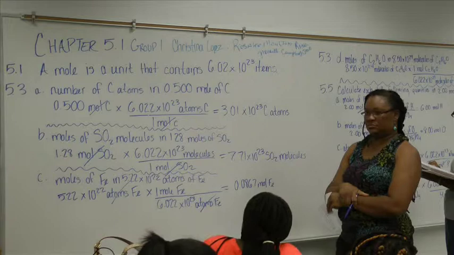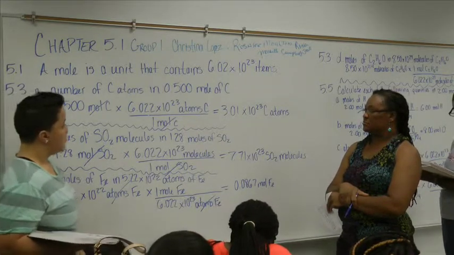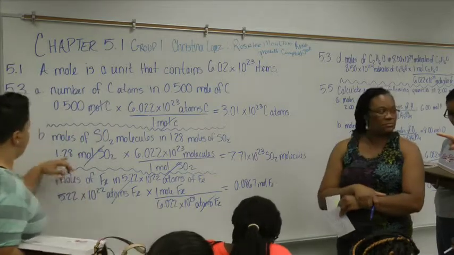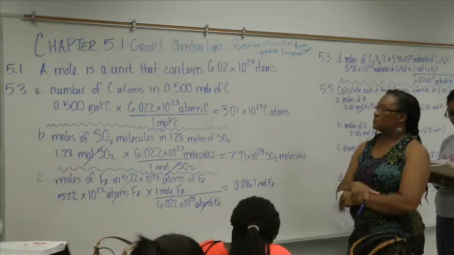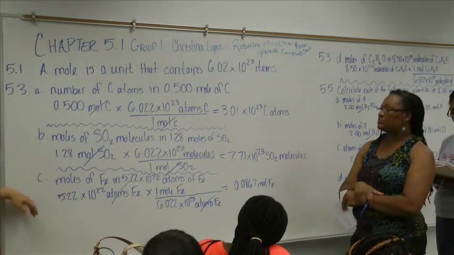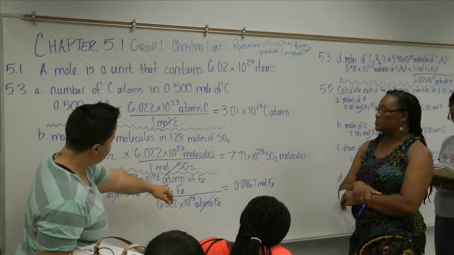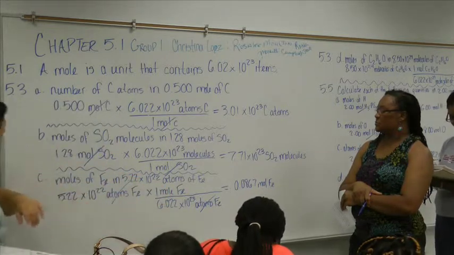Okay. And why are there three significant figures? Because you are given 1.28 moles, and that's also three significant figures. Right. Now then the next. The next one is moles of iron in 5.22 times 10 to the 22nd atoms of iron.